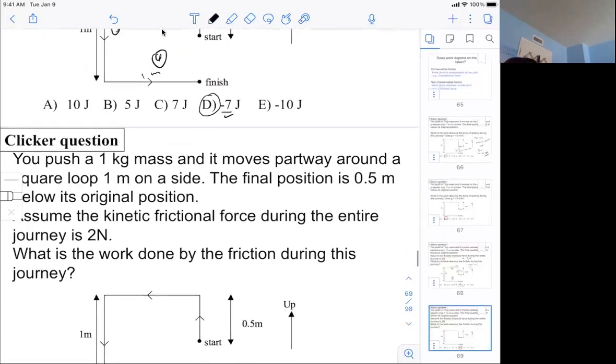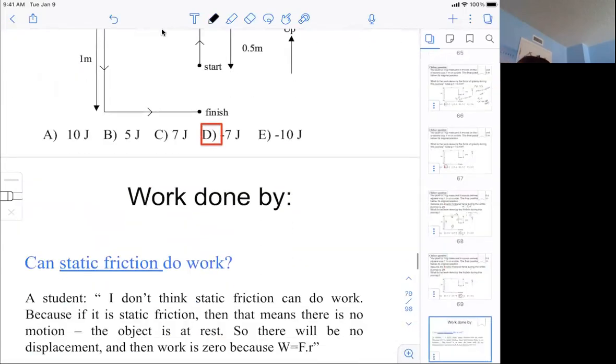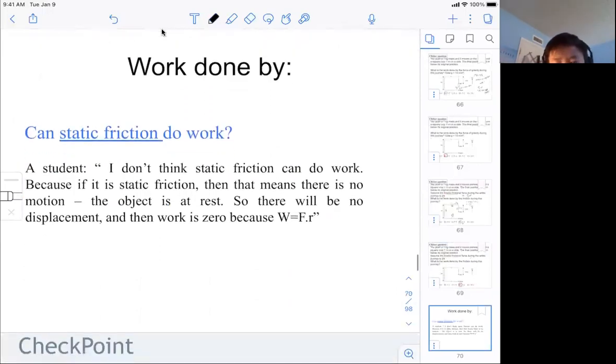So you can see the difference between work done by gravity and work done by kinetic friction. So now let's look at work done by static friction. This is a quote from a student, and think about whether it's correct. This student says, I don't think static friction can do work, because if it is static, then that means there's no motion, isn't it? The object is at rest, so there will be no displacement. Then work is 0 because F dot displacement is 0.